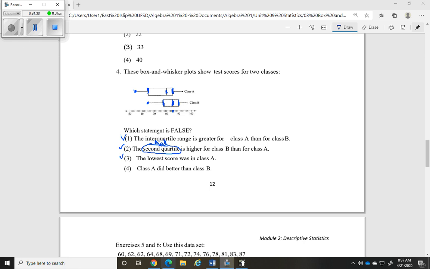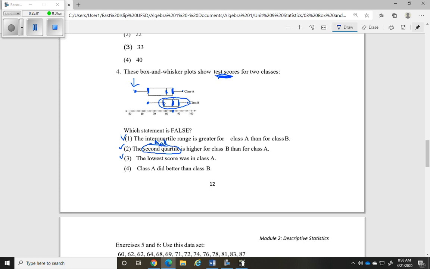So there's a few things to look at. I guess these are test scores. Yep, I didn't read that. Test scores for 2 classes. Class A didn't do better. Class A had a way lower score than Class B. Class B's highest score was higher than Class A's. More of the scores were at the higher end.